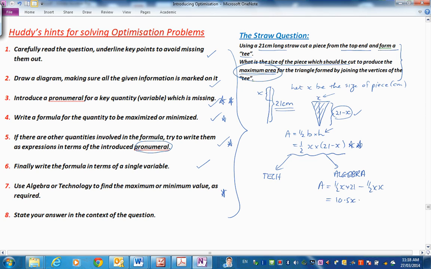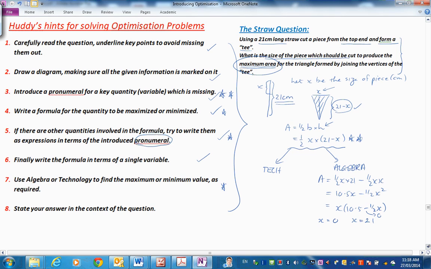10.5x take a half x squared. Well, we could factorise that, couldn't we? We could say here x outside of 10.5, take a half by x. Okay, so what could you do there? Well, this is going to have x-intercepts at 0, and when you put this equal to 0, you get x equals 21. Okay, so let's just come down a bit.